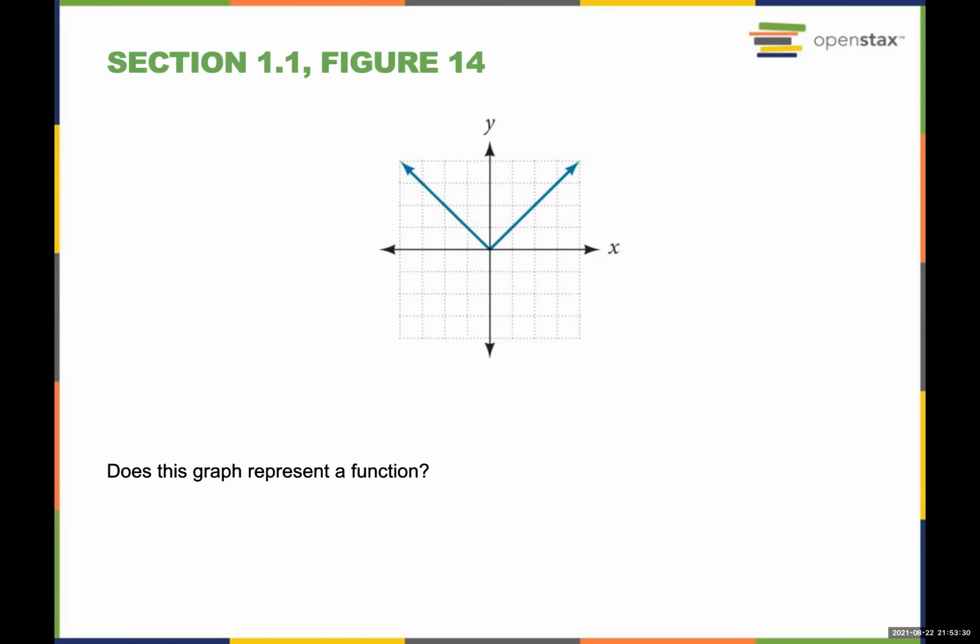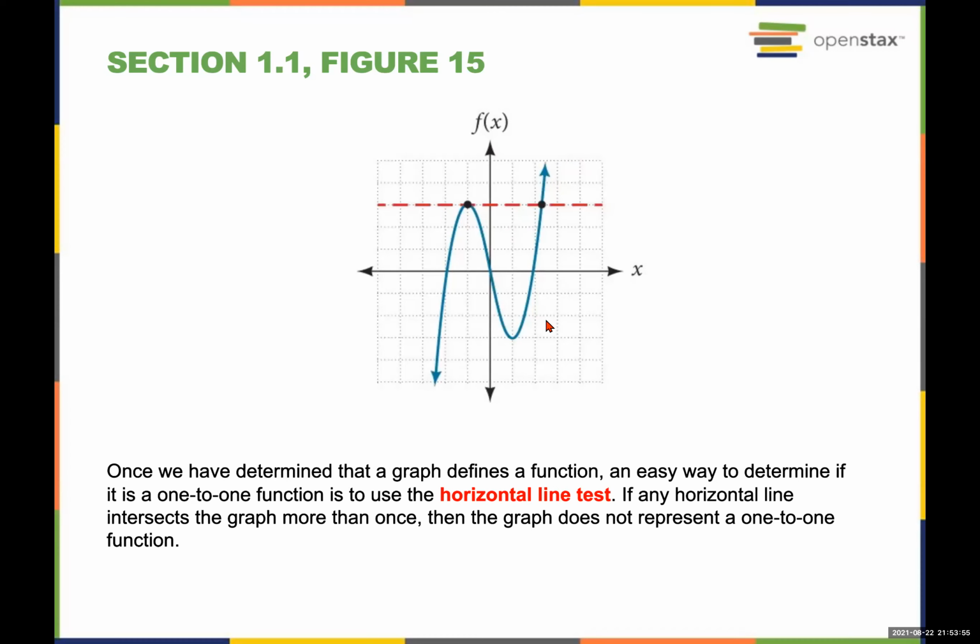How about this one? Figure 14, does this graph represent a function? So yes. This is actually what you call the absolute value function. So if you draw a vertical line, there is only one point that is on that graph.